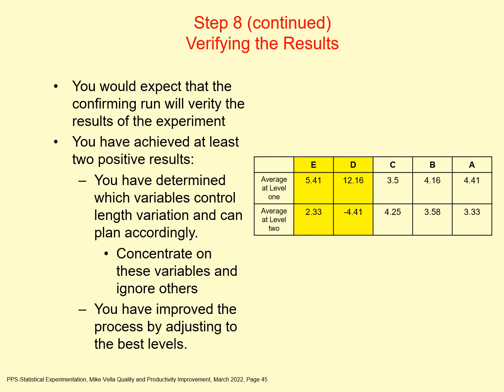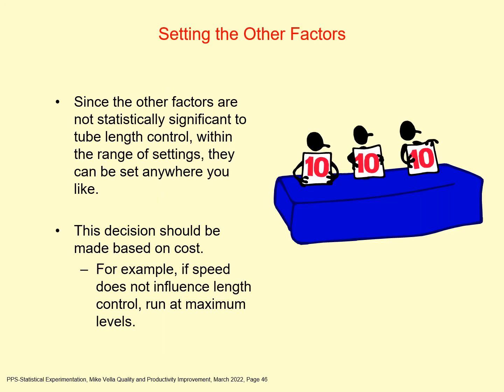So with all this great work and effort, you would expect that the confirming run will verify the results of the experiment. And very significantly, you have achieved at least 2 positive results. First, you have determined which variables control length variation and can plan accordingly. Concentrate on these variables and, to a great degree, ignore the others. You have improved the process by adjusting to the best levels and concentrating your production organization to watch those two factors and not so much talk about the others. Since the other factors are not statistically significant to tube length control within the range of these settings, they can be set anywhere you like. This decision should be made based on cost. For example, if speed does not influence length control, run at the maximum speed.